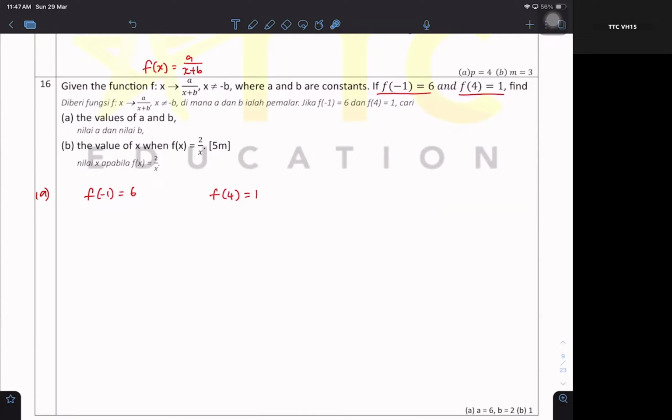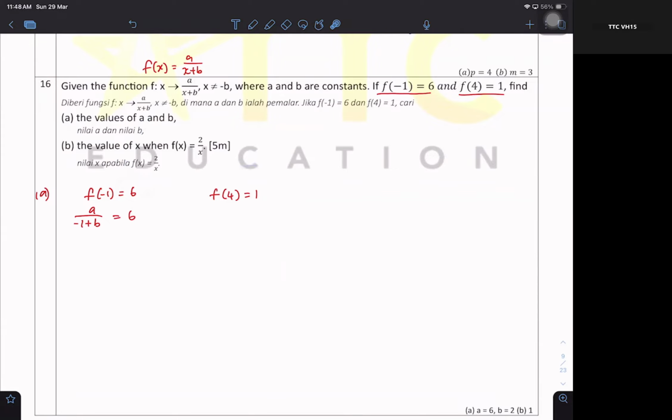Then what should we do? Again, we do the most important thing: take the bracket and sub into the x. It's always this one. So if you sub in -1, it becomes a over (-1 plus b) equals 6. You see, the right hand side always copy. Same thing for this one.